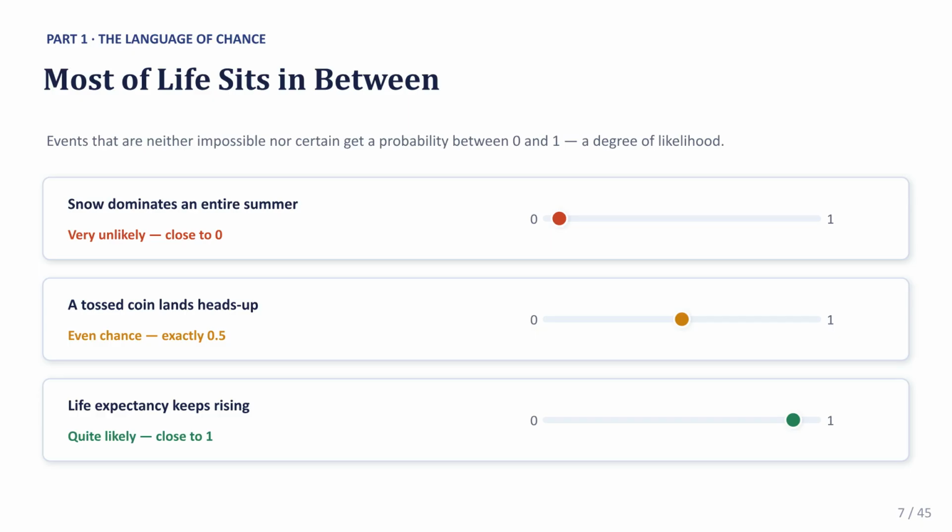Most real-life events sit between our 2 anchors. Unlikely events, like it snowing all summer, are close to 0. An even chance, like a coin flip, is 0.5. Very likely events are close to 1. The closer you are to 1, the more certain the event is.